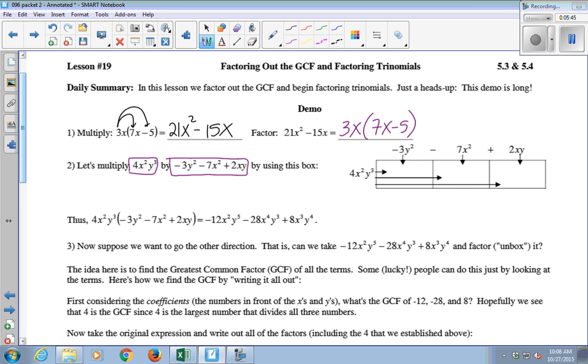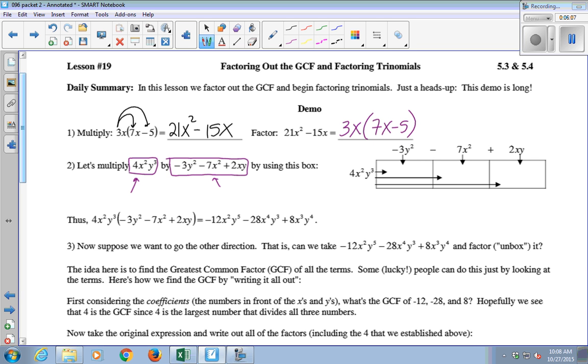Okay, looking at the first factor, the first pink boxed factor, how many terms are in there? 1, good. And in the next one, how many terms are in there? 3. So I set up a 1 by 3 box. 1 term by 3 terms. Each term gets its own space.